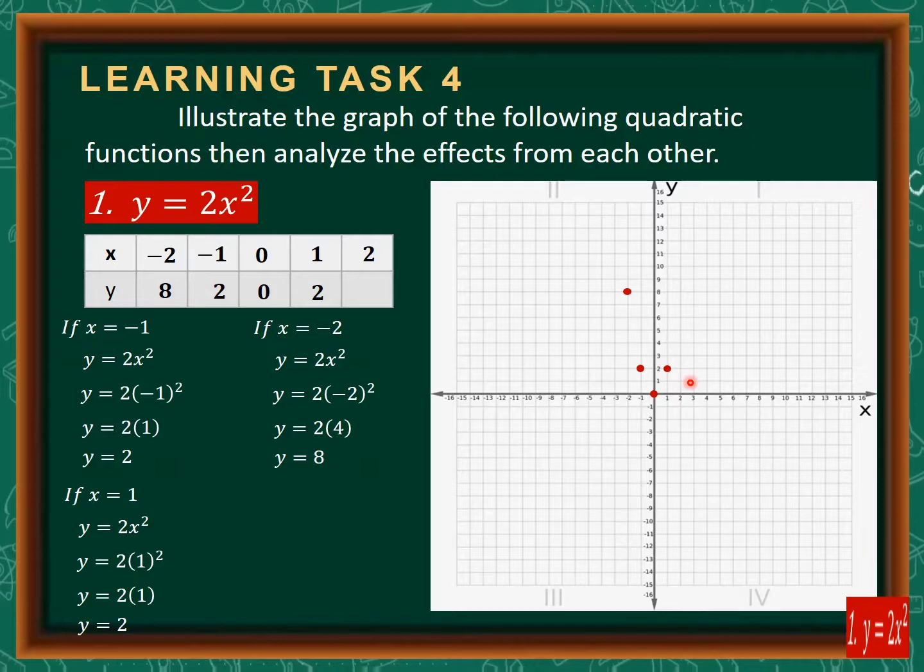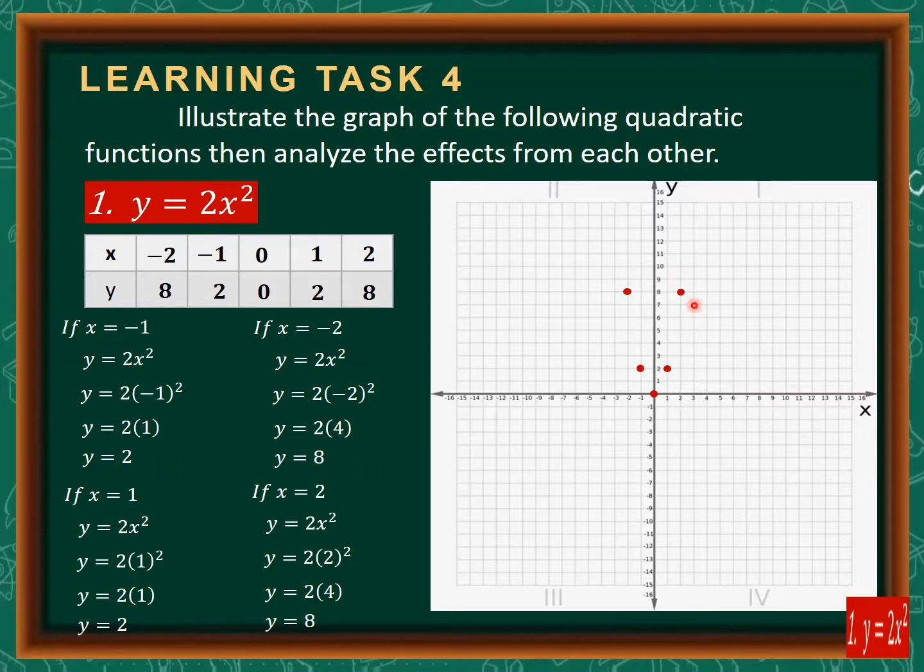Next, how about if x is equal to 2? Substitute natin. So, we have 2 squared. 2 times 2 or 2 squared, that is 4. 4 times 2, we have 8. If x is 2, then y is equal to 8. So, ito yung ordered pair natin. And that is, saan siya matatagpuan? 2, 8. Ayun. So, we're going to plot the points.